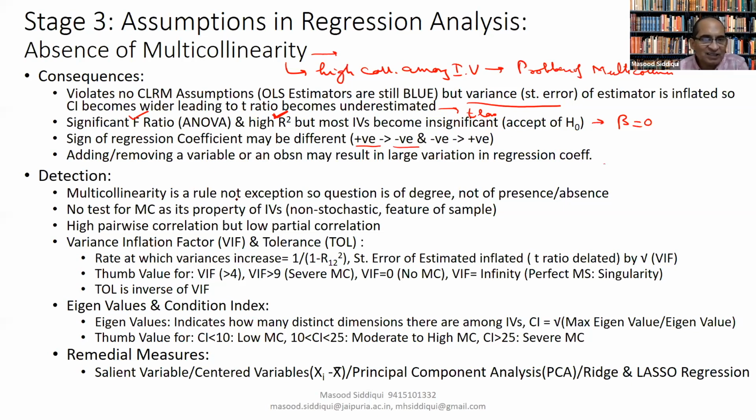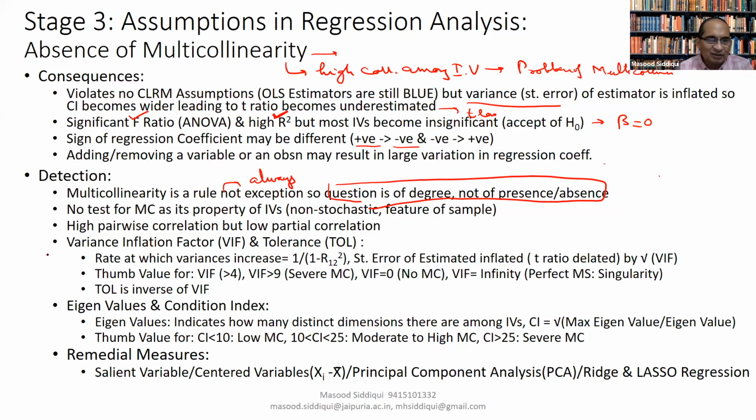Now, we will consider the detection. Multicollinearity is a rule, not an exception, meaning it will always be there. So we don't discuss whether multicollinearity is there or not. Here the question is of degree, not of presence, right? So we consider the degree should not be large. And this is important. Since it is not random, it is non-stochastic, deterministic, there is no test.